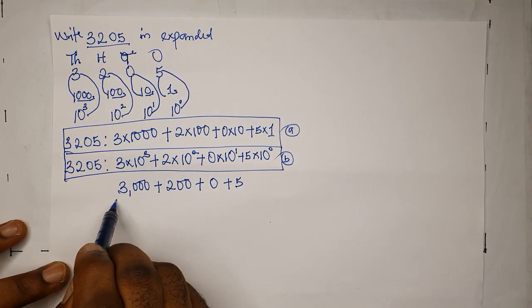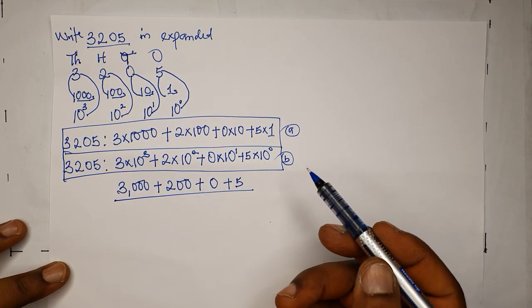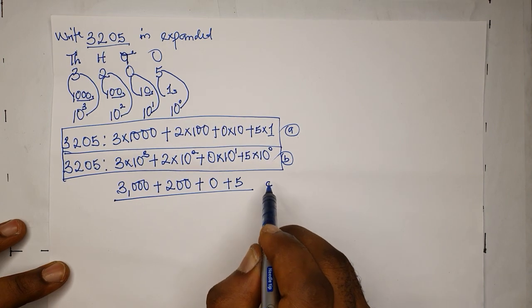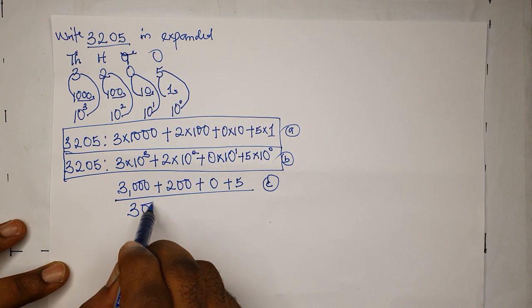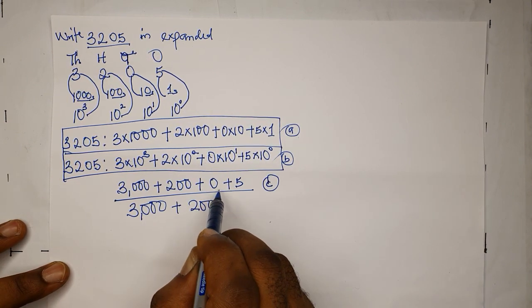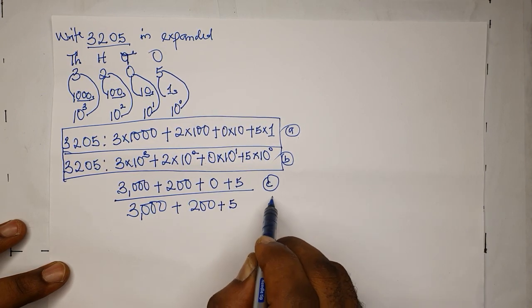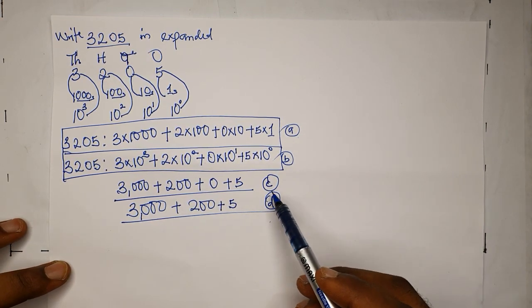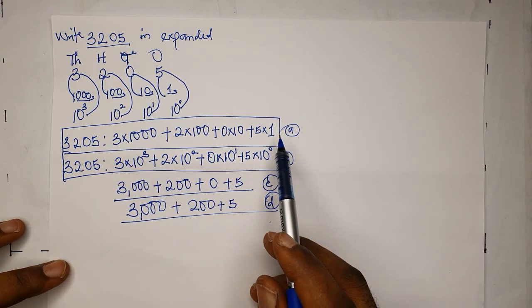So now take a look at this. We can decide to write this without the 0 because nothing changes. Therefore, instead of putting it exactly as it is in C, which is our third answer, we can as well write it as 3000 add 200. Then we skip the 0 since it's not going to change any answer, and just write the number 5. So you see, I have just shown you 4 different ways, A, B, C, D, that you can use to write a number in expanded form.